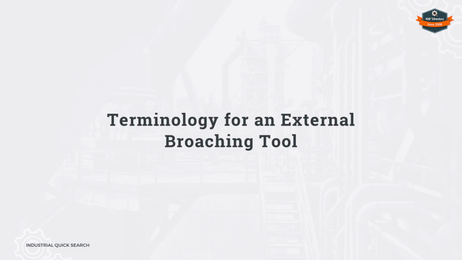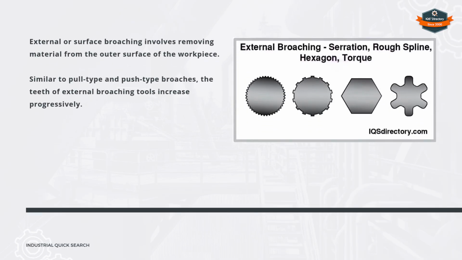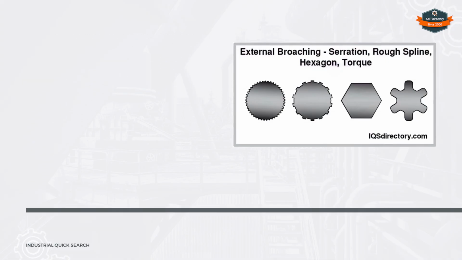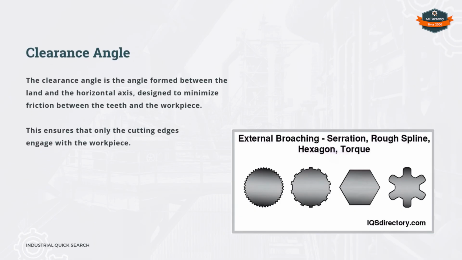Terminology for an external broaching tool. Land. Rake. Pitch. Clearance angle.